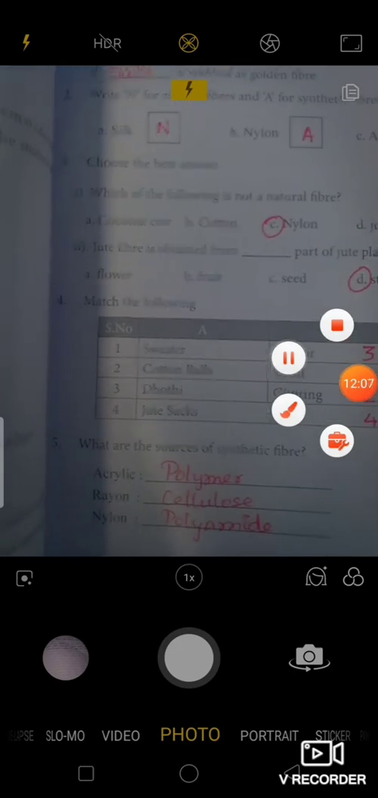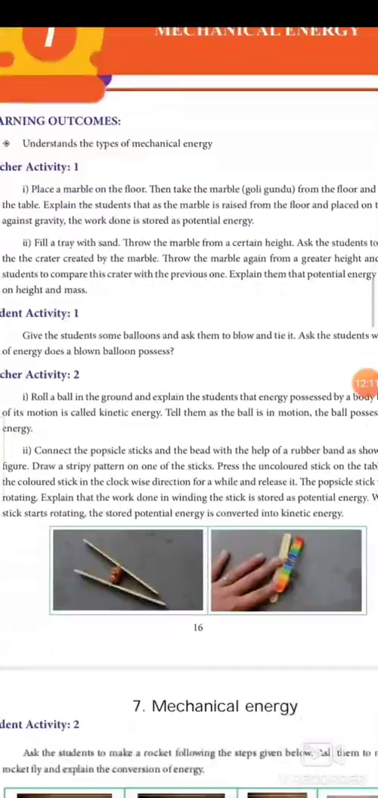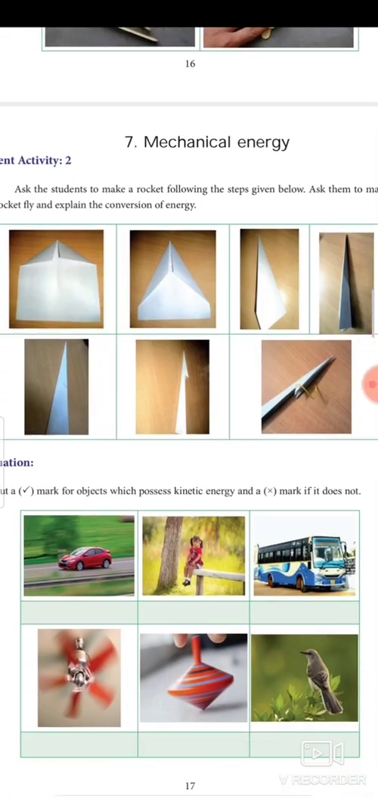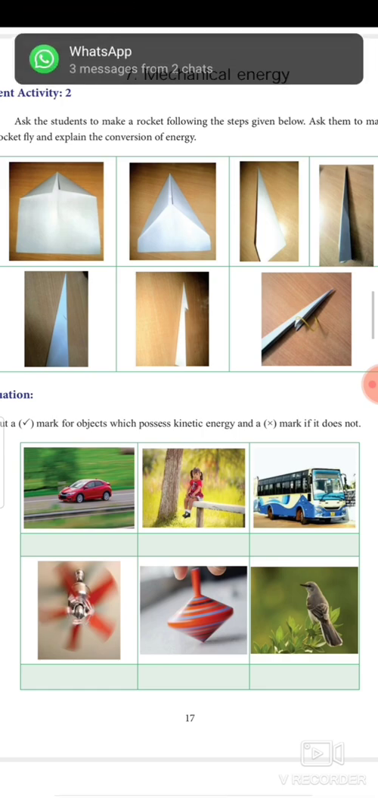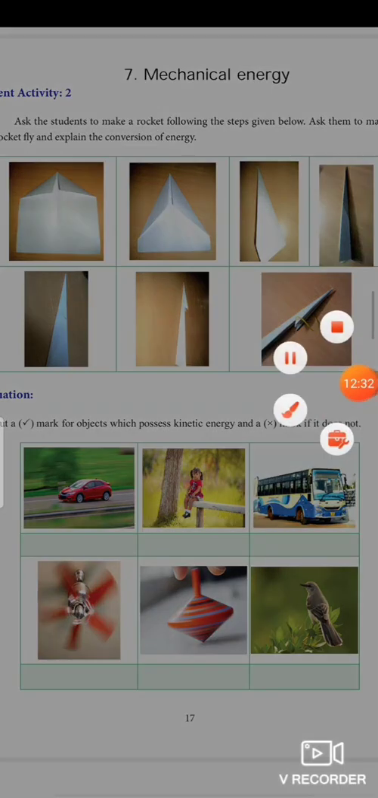Let's move on to the 7th unit. 7th unit is mechanical energy. So in that we are going to see the evaluation. They want us to put tick and wrong mark. For objects which possess kinetic energy, we should put tick mark, and which don't possess kinetic energy, that is static energy, we should put wrong mark.